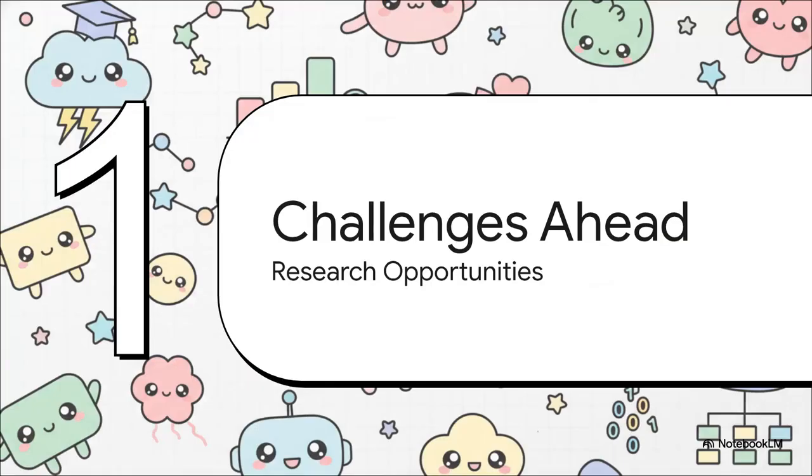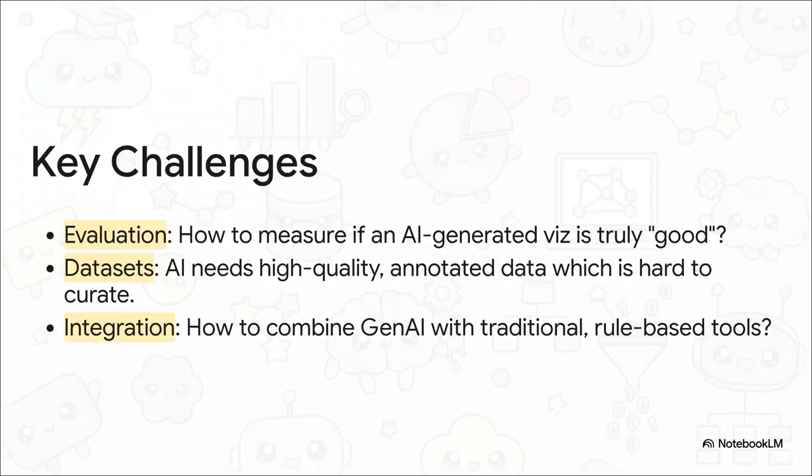Now, as absolutely incredible as all this is, the road ahead isn't perfectly smooth. This technology is super powerful, but researchers are still trying to work through some pretty significant hurdles. There are 3 really big challenges right now. First up is evaluation. How do you even measure if a chart is good? A chart can be pretty, but also totally misleading. Teaching an AI that difference is a huge problem.